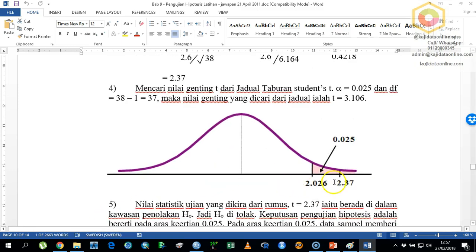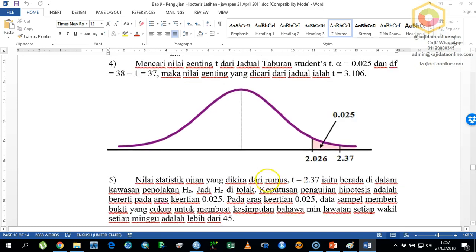So 2.37 is actually more than 3.106, correct? So this one is wrong, okay? Sorry, the t is 2.026. It's not t equals 3.106. This one is wrong; this one is correct. When you look into the t tabulation, you find that t equals 2.026, based on 37 degrees of freedom and 0.025 alpha. Is that correct or not correct? Please find out now.